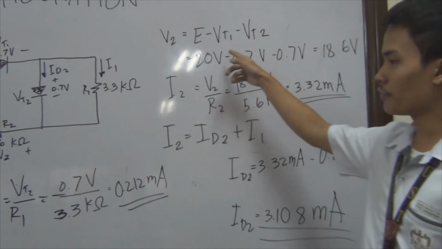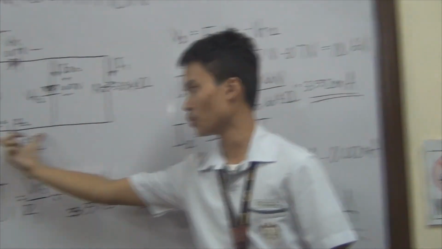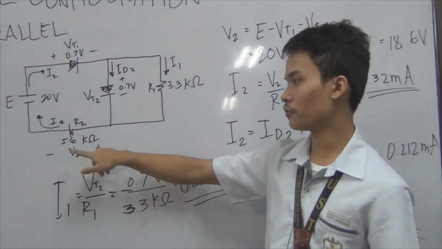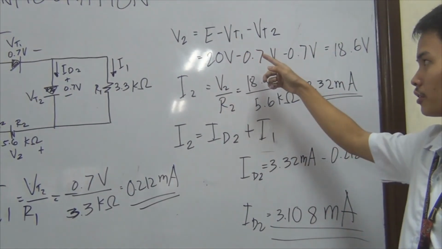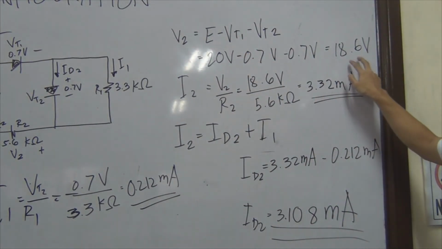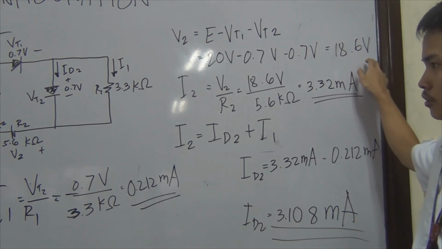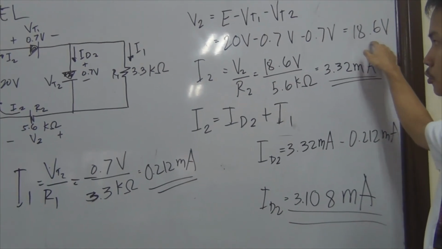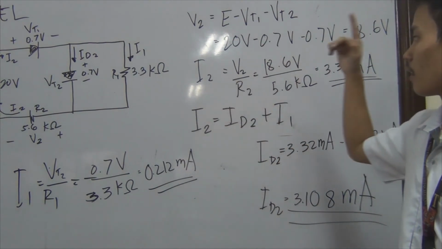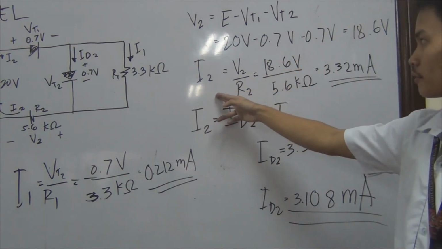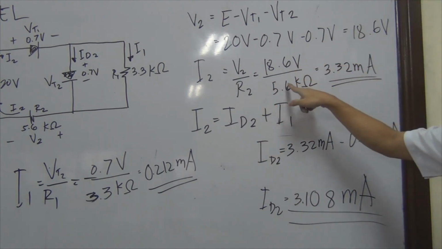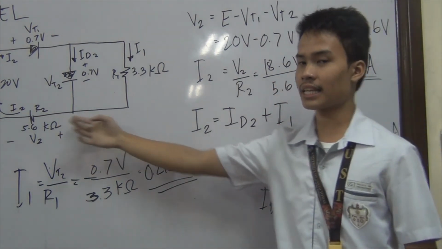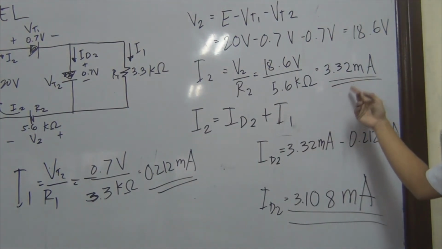In solving the voltage V2, which is the voltage across the 5.6 kilo ohm resistor, we use the KVL equation, and it will get you 18.6 volts, which we would use to solve I2. I2 is V2 over R2. So we use 18.6 volts over the 5.6 kilo ohms. We will now have 3.32 milliamps.